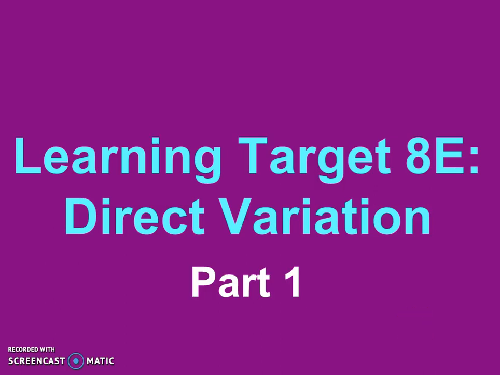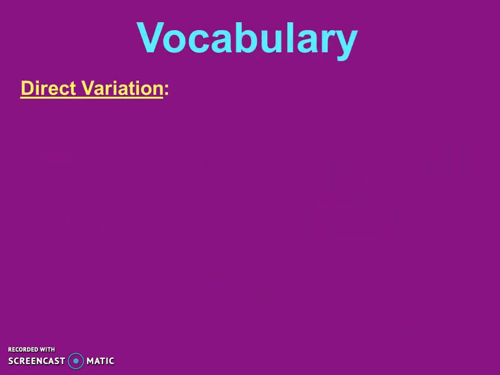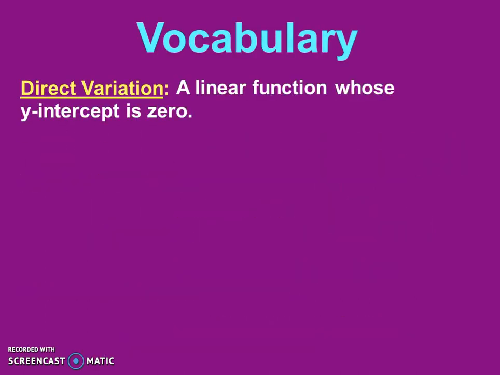Hi, today we are looking at learning target 8E, which is on direct variation. Okay, so first of all, direct variation is a linear function whose y-intercept is 0. So remember that when we say linear function, that means when you graph it, it's going to be a straight line. And if the y-intercept is 0, that means that the line is going to be going through the origin.